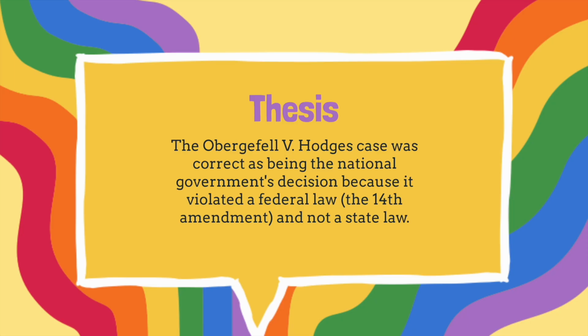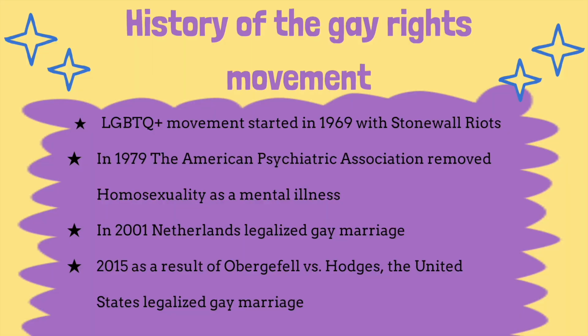This is our thesis. The Obergefell v. Hodges case was correct as being the national government's decision because it violated a federal law, the 14th Amendment, and not a state law. History of the gay rights movement.